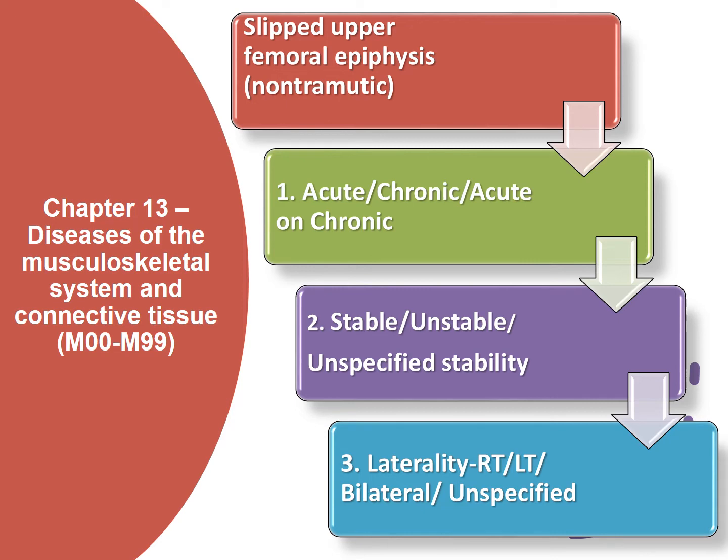While coding this slipped upper femoral epiphysis, we have to check the below points. The first one is whether it is acute, chronic or acute on chronic. The second one is the stability, whether it is a stable slip, unstable slip or unspecified stability. The third one is the laterality, whether it is right, left, bilateral or unspecified.